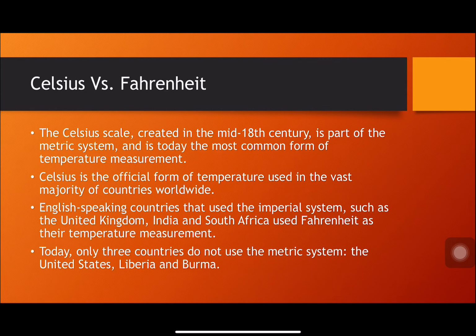Celsius versus Fahrenheit. The Celsius scale was created in the mid-18th century. It is part of the metric system and today is the most common form of temperature measurement. Celsius is the official form of temperature used in the vast majority of countries worldwide. English-speaking countries that use the imperial system, such as the United Kingdom, India, and South Africa, use Fahrenheit as their temperature measurement. Today, only 3 countries do not use the metric system, which is the Celsius scale, and that is the United States, Liberia, and Burma.